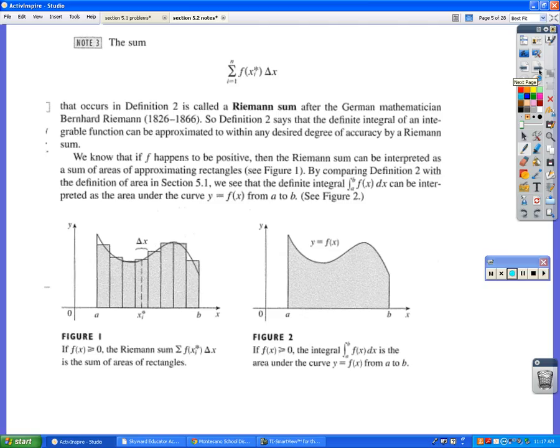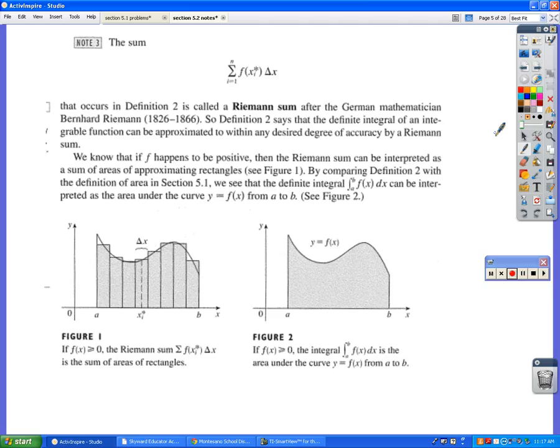Note number 3. The sum that occurs in our definition, where we add up all those things, is called a Riemann sum, after the German mathematician Bernhard Riemann.